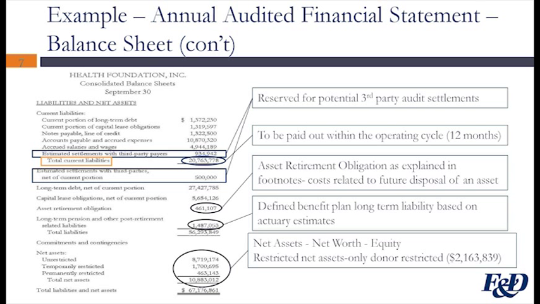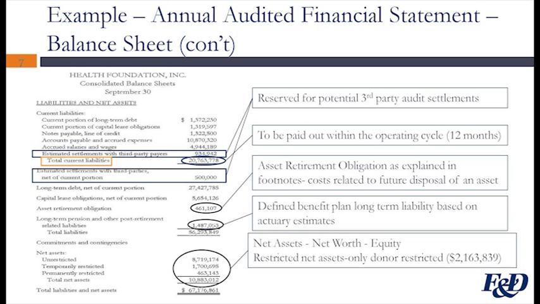Now, the latter two, temporarily and permanently restricted, are those items that have been given to the organization by donors that have put some type of restriction on, whether it's for time, whether it's for capital expenditures, whatever it may be. The restriction is either temporary or permanent, and that's how those are reported in the net asset section of the balance sheet. So when you think about net assets, think about net worth and the equity of the organization.